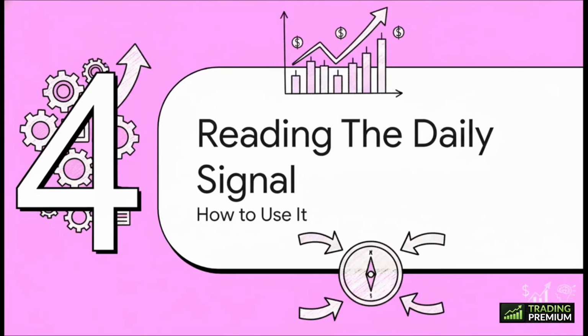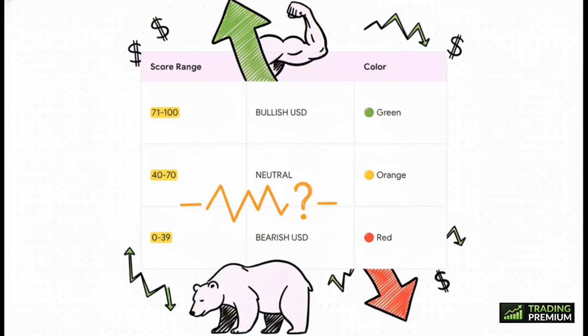Okay, so we've seen all the components. Now for the most important part. How do we take all of this and turn it into an actionable trading signal? And this is where it all comes together in a beautifully simple output. The four scores combine to give you a total out of 100 and a clear, color-coded bias. Green, for scores over 70, points to a strongly bullish USD environment. Red, below 40, is bearish. And orange, right in the middle, signals a more neutral or cautious stance.